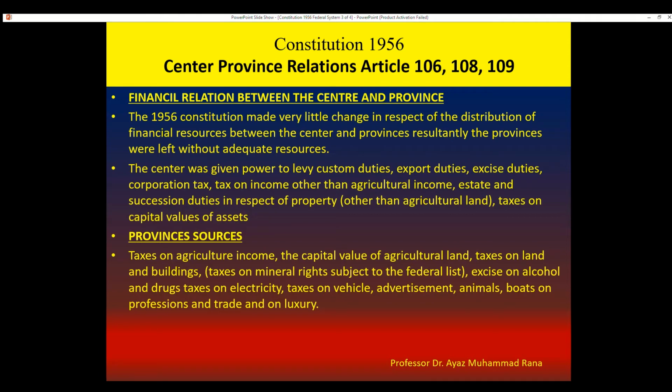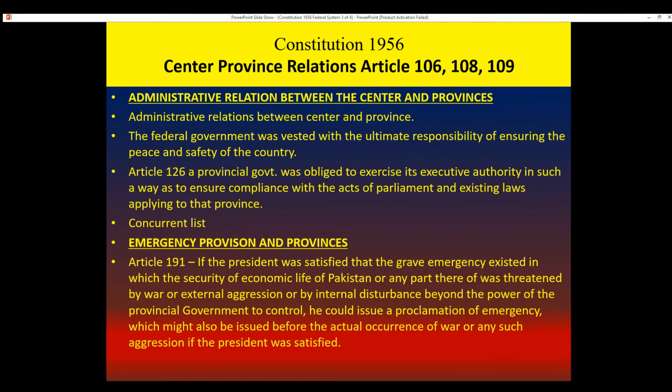The provinces' sources were taxes on agricultural income. Everybody knows it is very difficult to impose and collect taxes on agriculture. You can give arguments in favor of it and against it, however this is not the topic at the moment. Provinces also had the capital value of agricultural land when the land was transferred, taxes on land and buildings, taxes on mineral rights subject to the federal list, excise on alcohol and drugs, taxes on electricity, vehicles, advertisement, animals, boats, professions, trade and luxury. The provinces were empowered to impose and collect these taxes.